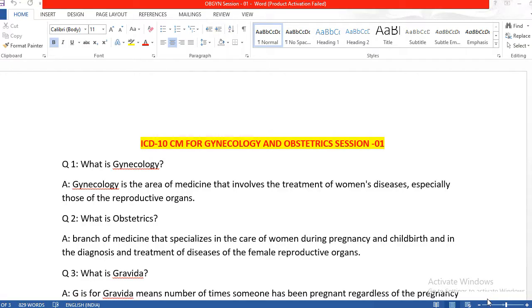So today our topic is ICD-10 CM for Gynecology and Obstetrics, Session 1. In medical coding, one of the toughest chapters is Chapter 15, which is Gynecology and Obstetrics. In the chapter, some definitions are very useful and you need to know them while coding. So in this session 1, we are going to learn the basic terms which we need to learn while coding gynecology and obstetrics.